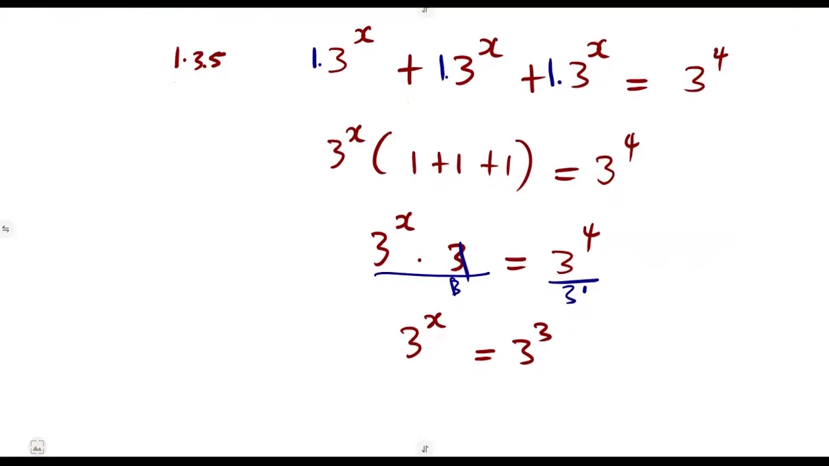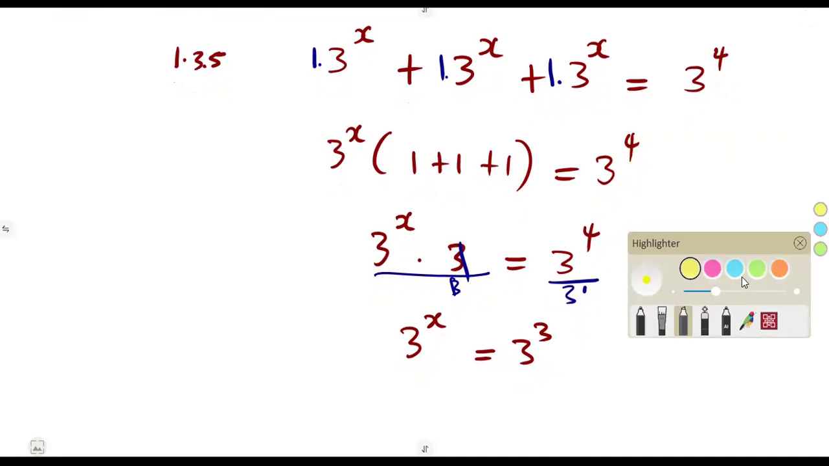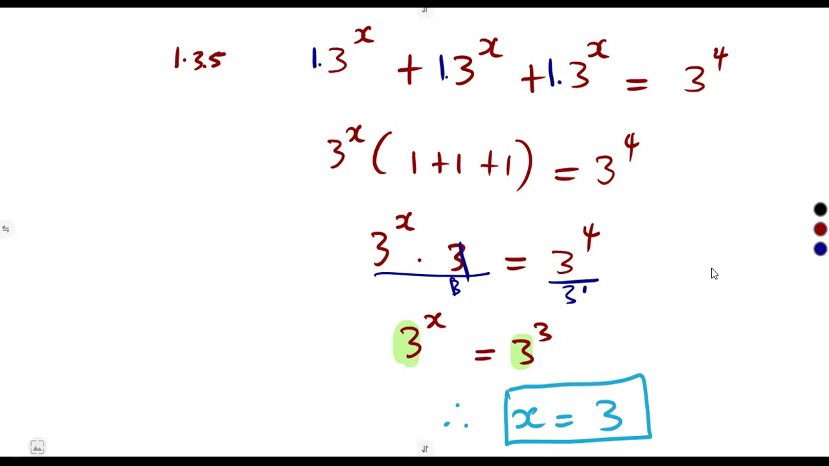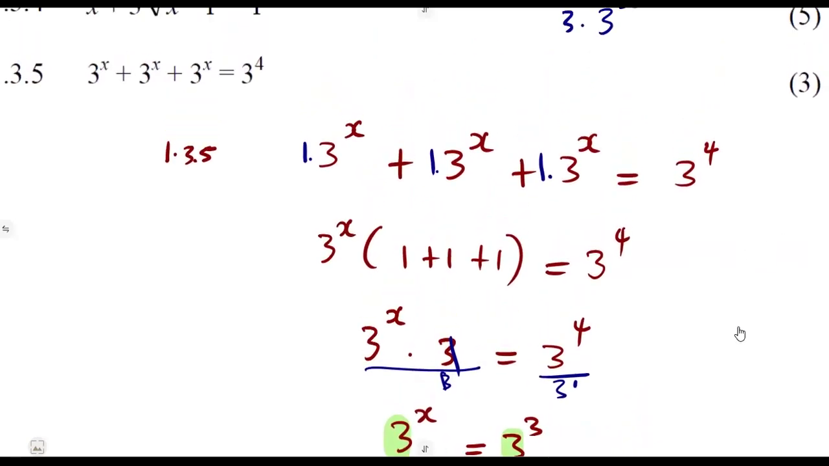Automatically, we are at a stage where we can see that the bases are the same. This is 3, this is 3. So automatically our exponents are equal. Therefore, x is equal to 3. Just like that. So guys, do your revisions as much as you can. There's nothing about this, just do more revisions. All right. So that was our question.